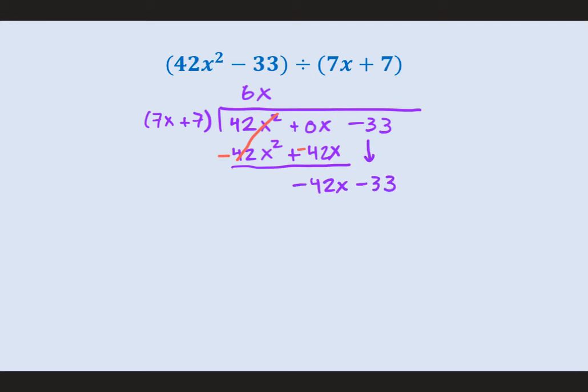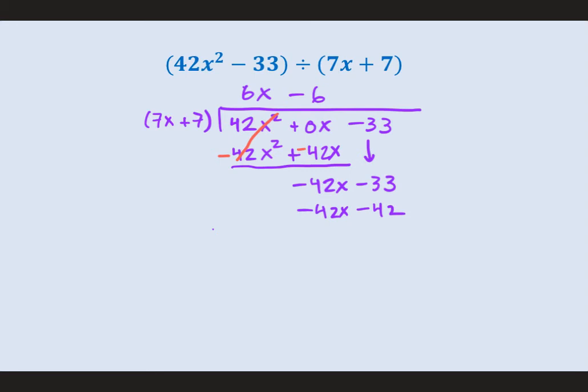Repeat the process. What times 7x is going to make negative 42x? A little bit different. This time that's going to be a negative 6. Negative 6 times 7x is negative 42x. Negative 6 times 7 is negative 42. All right, we make everything in this second line opposite. This is a little bit different this time.